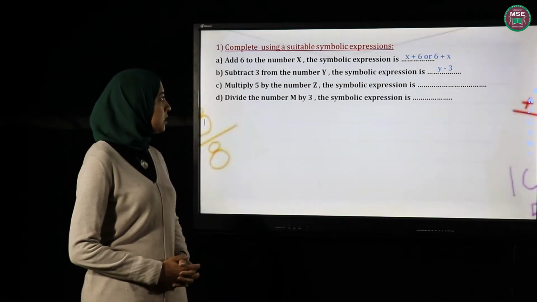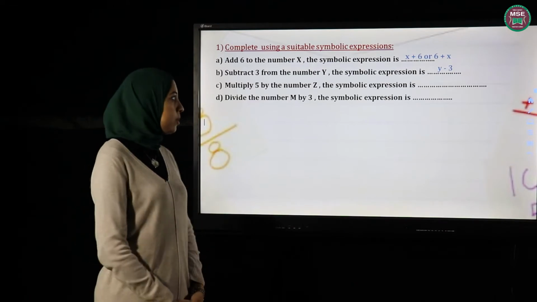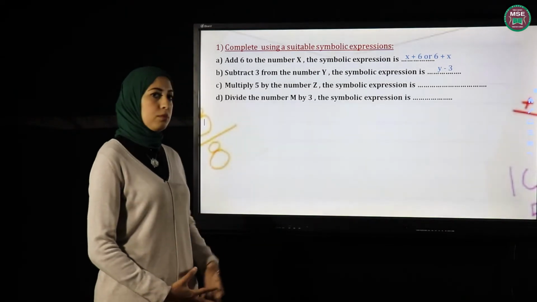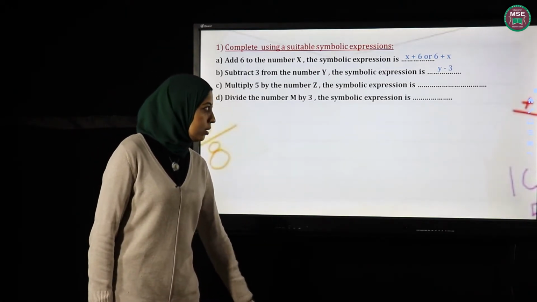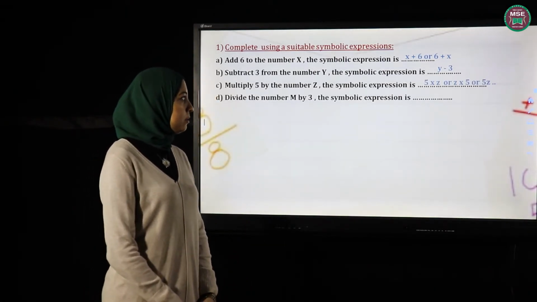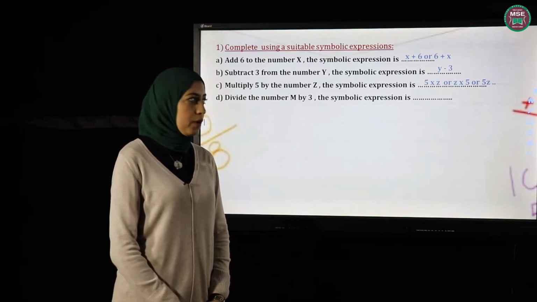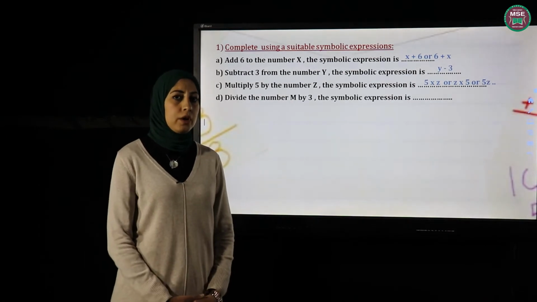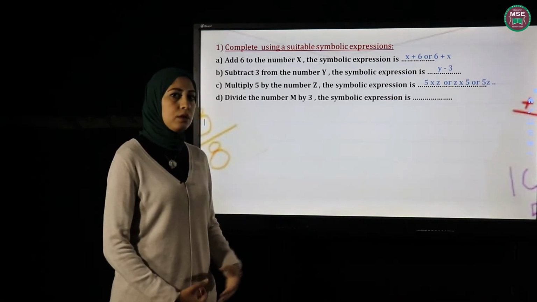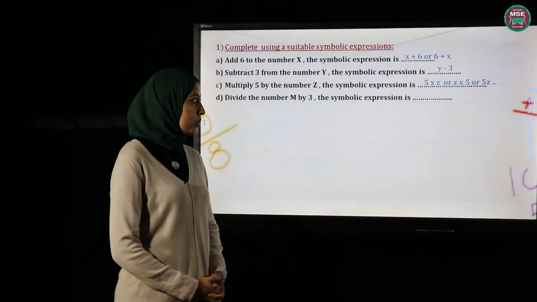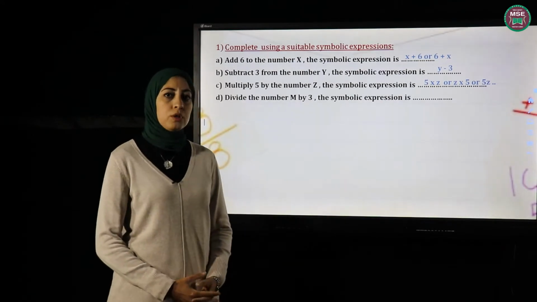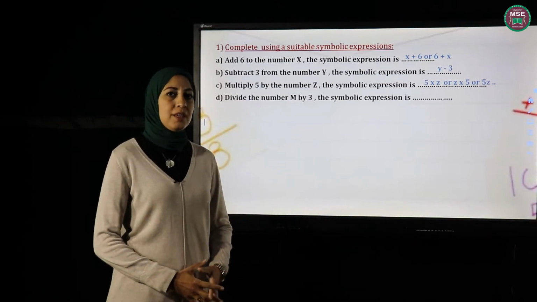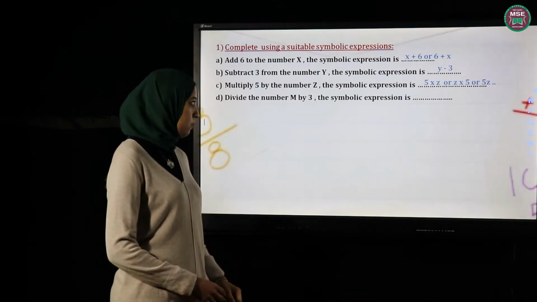Number C, multiply 5 by the number z. The symbolic expression is multiply. Okay? I can write it 5 times z or z times 5 or 5z, because in multiplication I can write the hidden sign. The hidden sign is times, okay? And also I have a commutative property in multiplication because 5 times z is the same as z times 5.